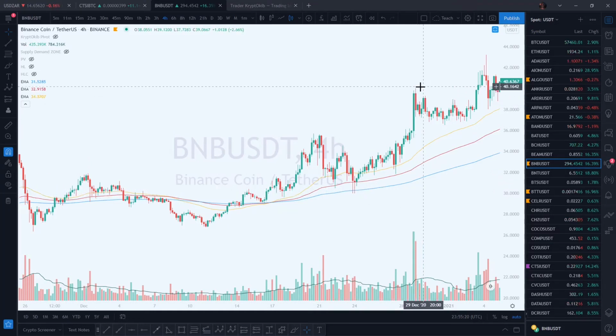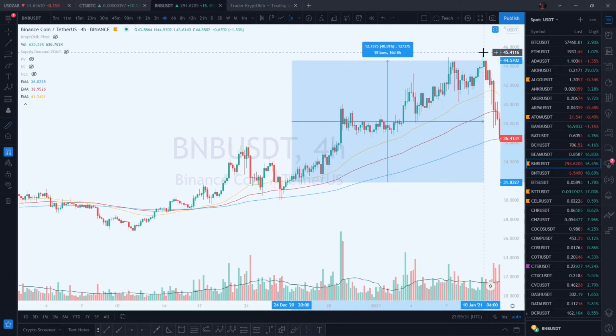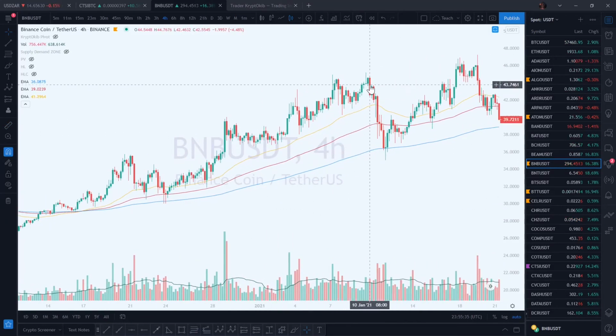And what happened the moment it found support at the 200-day moving average? We have a rally to the upside, as you can see, a very big rally. So assuming you have your order waiting at this very MA, up to this point you have like 40% profits. And then what happened after this?